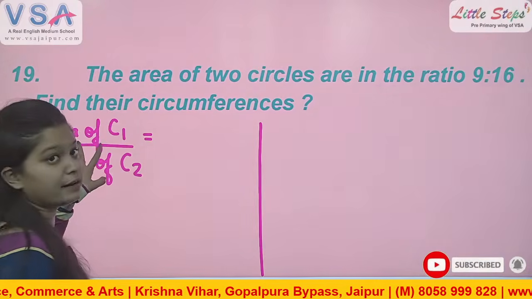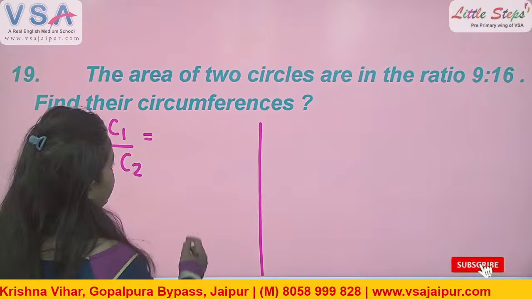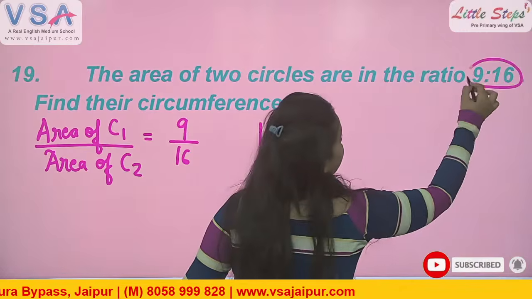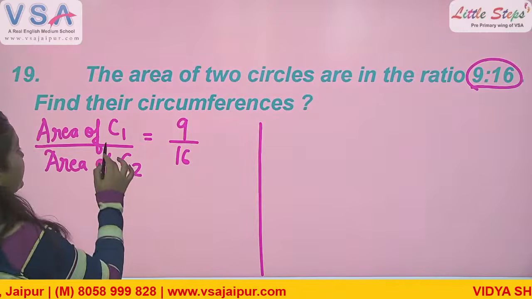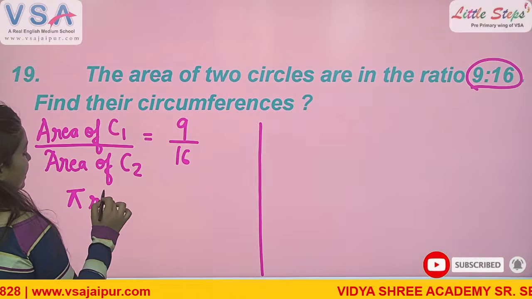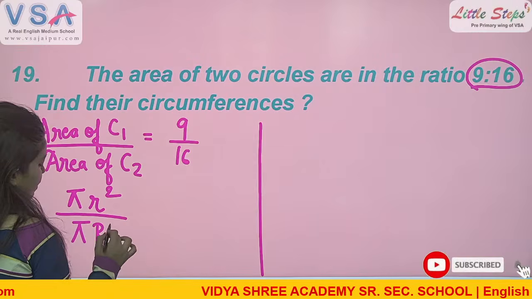Area of circle 1 on top, area of circle 2 below, and what ratio of the two is given? 9:16 is given. This is the ratio which is given. That's all, this is all that is given to us. Then what will be the formula of area of circle? What is the formula of area of circle? Pi r square and pi r square.